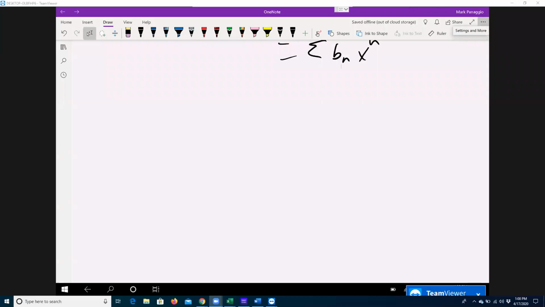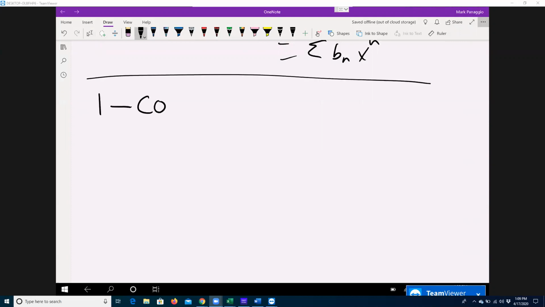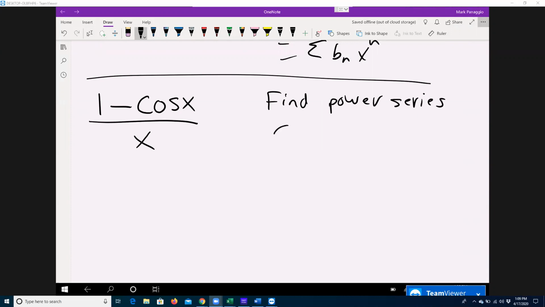All right, so this comes from chapter 10.6. I think it's number 14, if I remember correctly. And are you guys seeing the whiteboard? Yes. All right, awesome. So the question asks you to find a power series for 1 minus cosine of x over x, and the interval of convergence. So we want to find the series and figure out where this series actually converges.